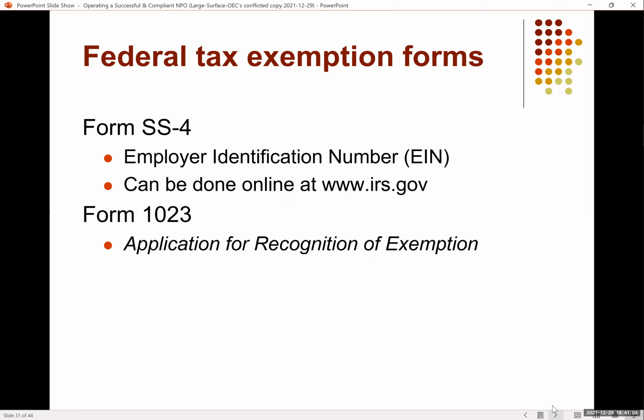Now, the forms we use to file for the 501c3 tax exemption are Form 1023 or 1023-EZ. So what you do first is you set up an account on pay.gov.